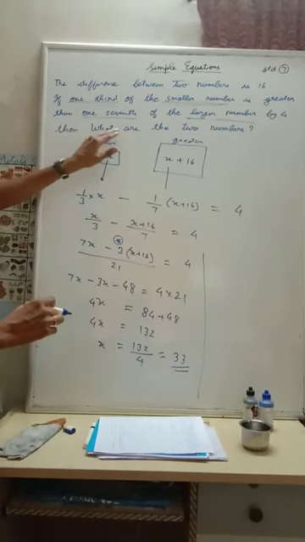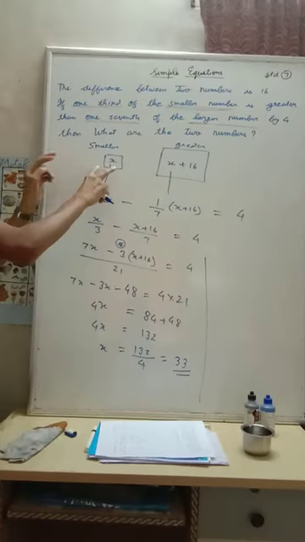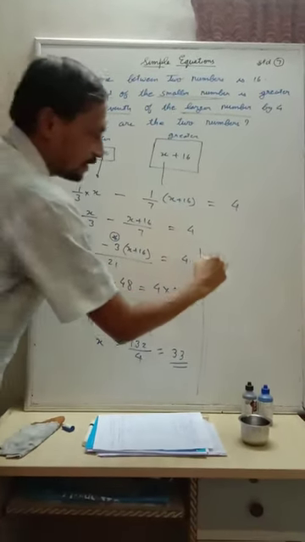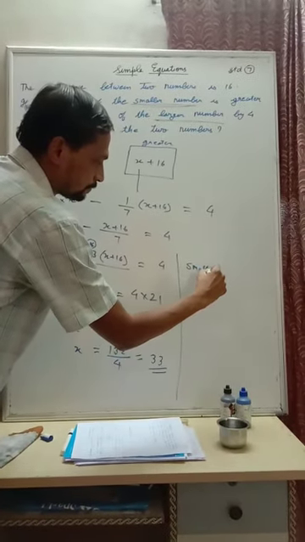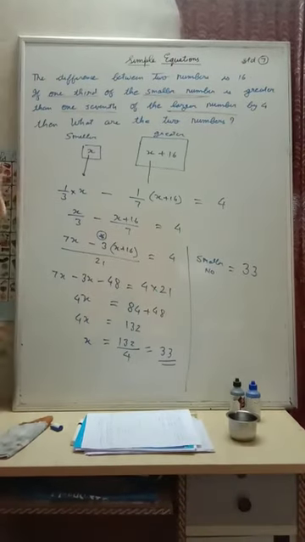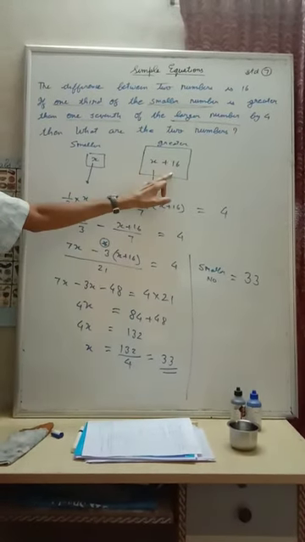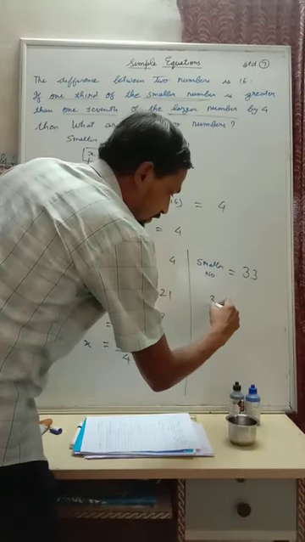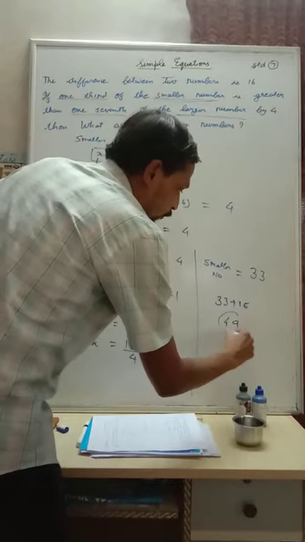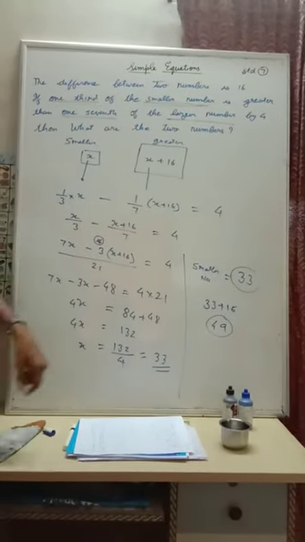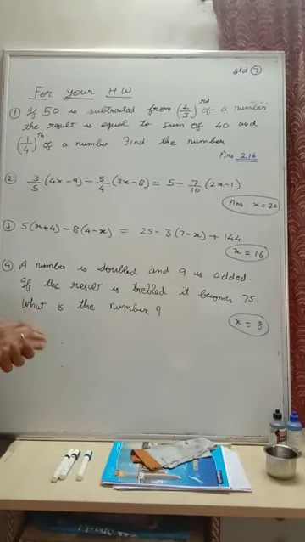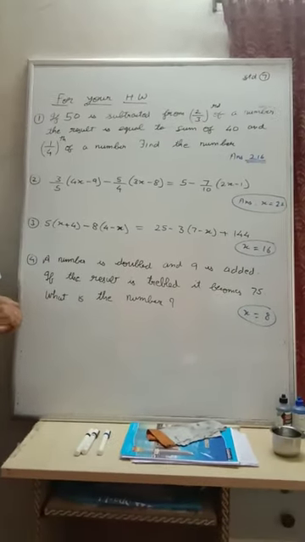See, look what they have asked, what are the two numbers? So x is 33, that means the smaller number is 33. So I'll write here smaller number is equal to 33. Now can somebody tell me what will be the greater number? Greater number is 33 plus 16, so the greater number will be 49 and the smaller number is 33. So these are the two required numbers. Okay, so friends, we practiced some examples.